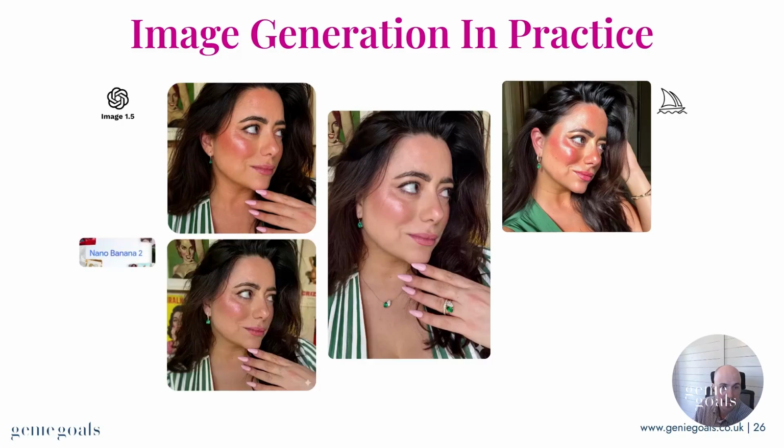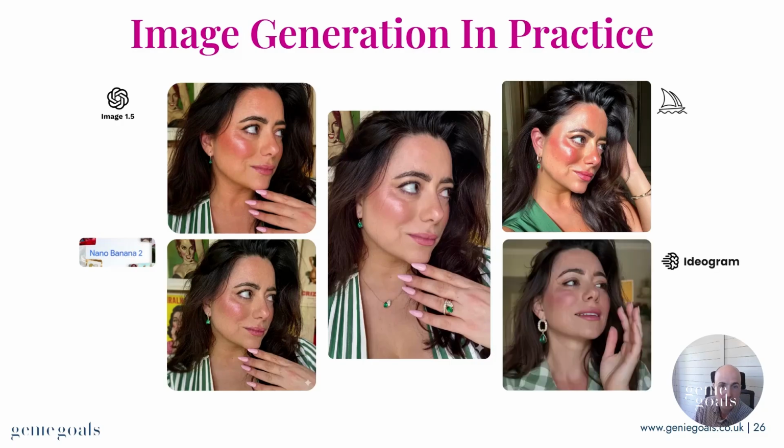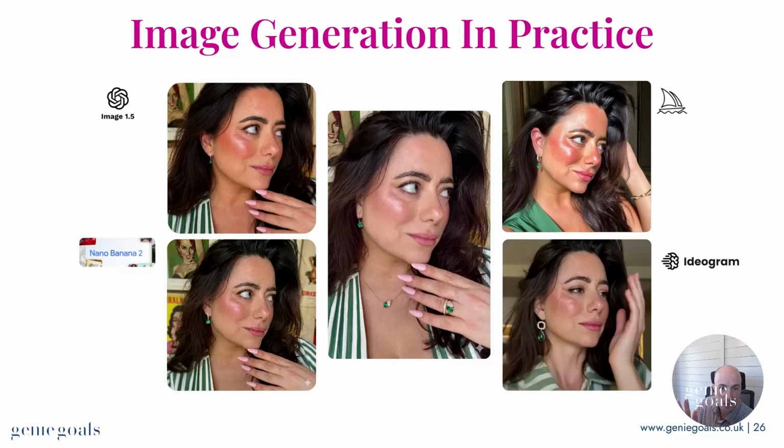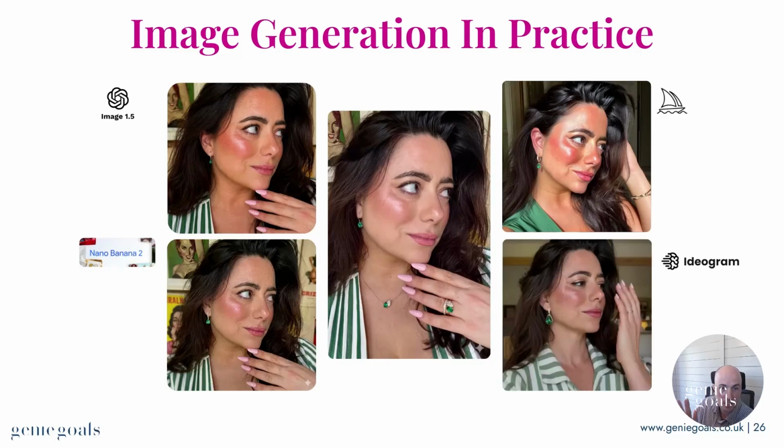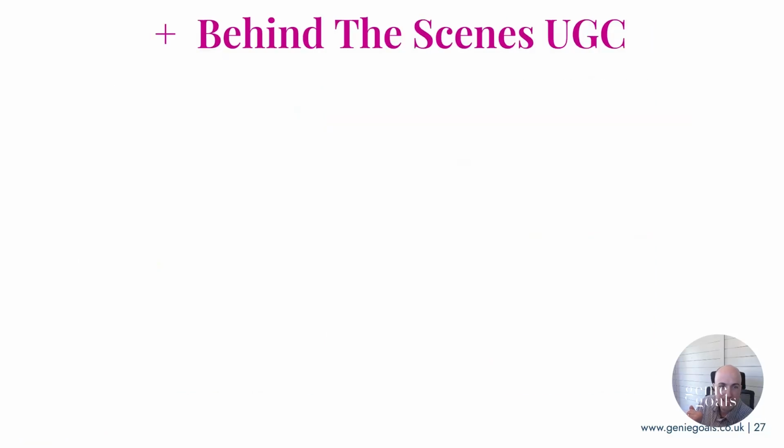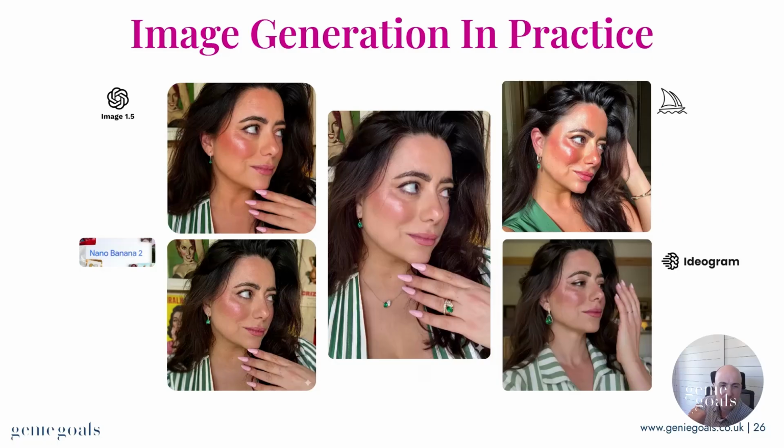Nano Banana, again, pretty good, comparable to Image 1.5. It's kept the model almost exactly. I actually think it does a worse job on the product than ChatGPT. And then Ideogram, again, not great. The product is just all off. Both Midjourney and Ideogram give you multiple variants when you put in a prompt. So it just becomes obsessed with the hand for some reason.